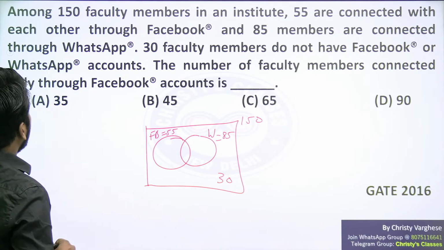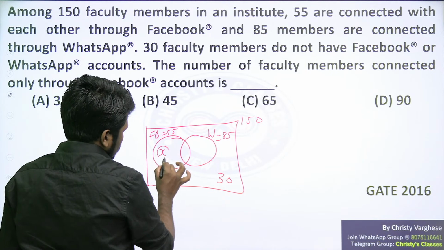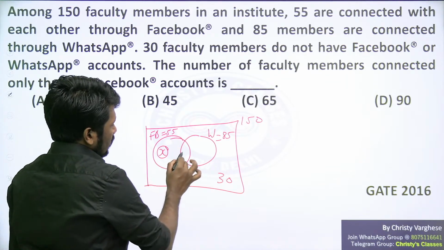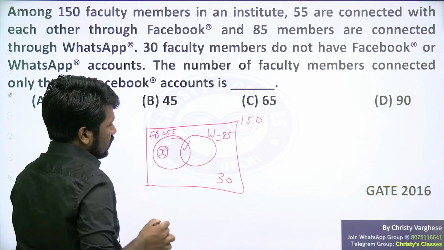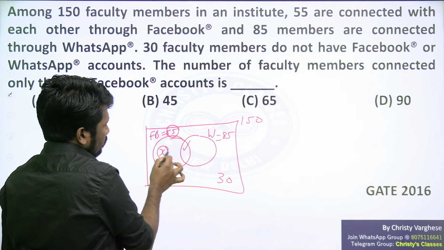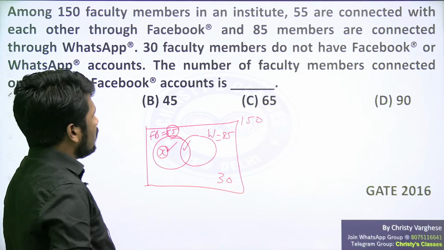Then the number of faculty connected only through Facebook, this is what you need to find. This Facebook only, you can find if you find the intersection part, both WhatsApp and Facebook, and subtract that from 55, you will get this X. So that is what we can try here.